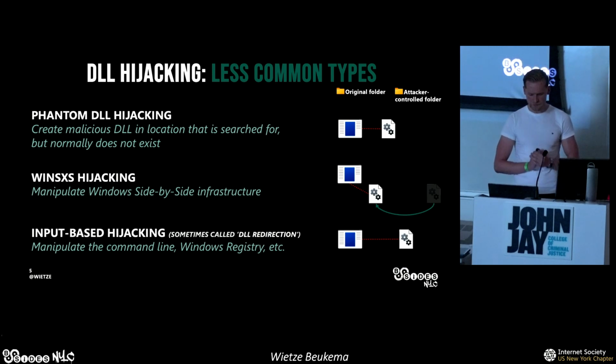And then finally, it's a catch-all bucket of input-based hijacking. This is anything that involves changing the registry or the command line. And by changing that, you somehow trick the vulnerable application into loading your malicious DLL. Some people call it DLL redirection. Right, so we've talked about 6 types. There's a few more, but I think these are the main ones, and you might have experience with some of them.